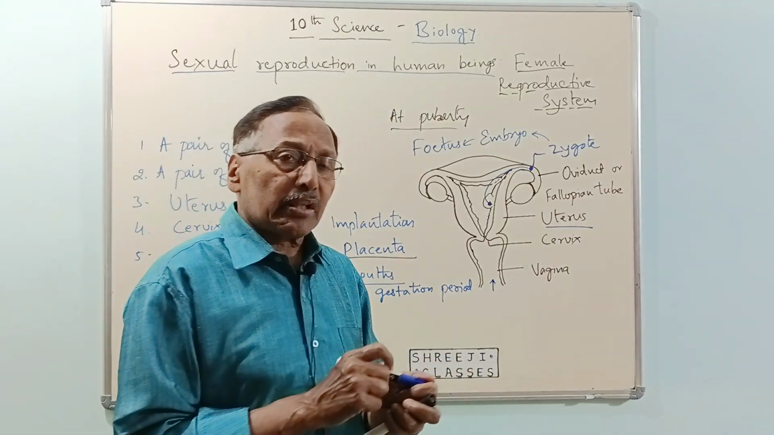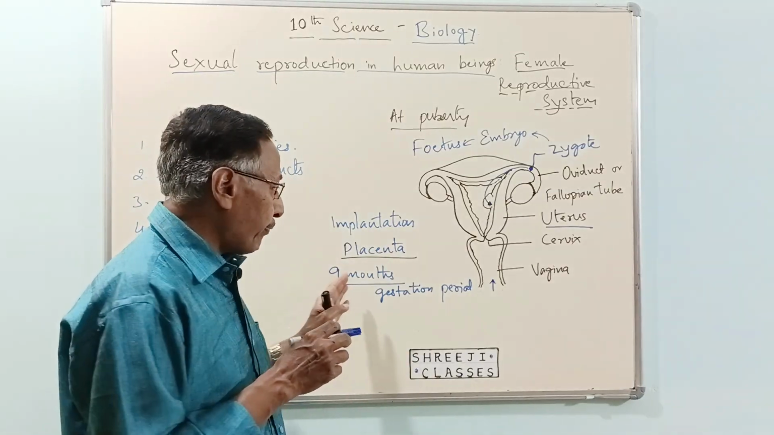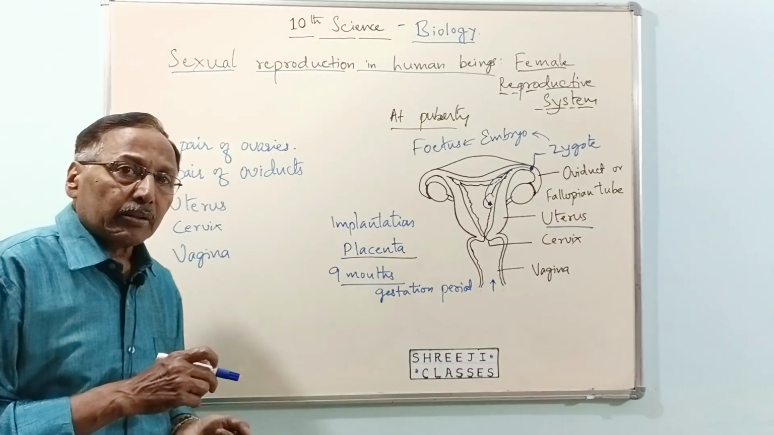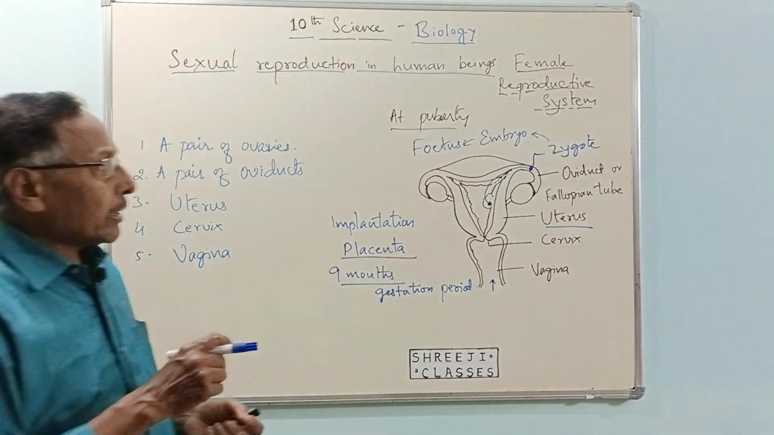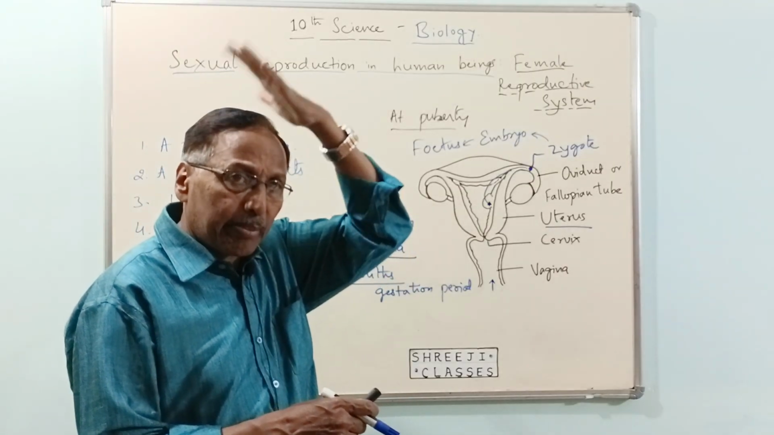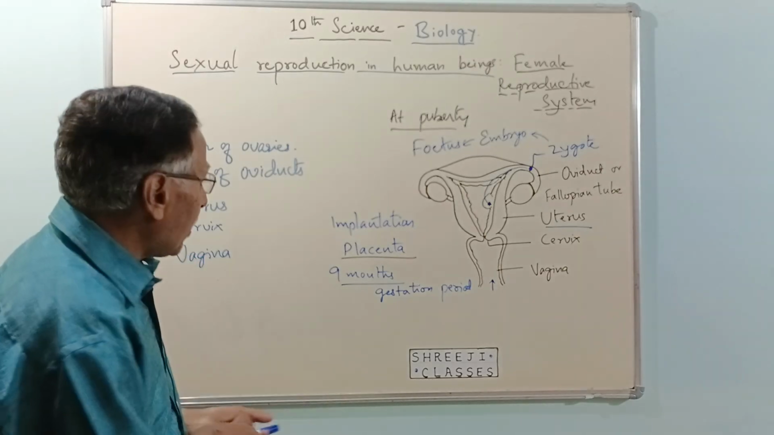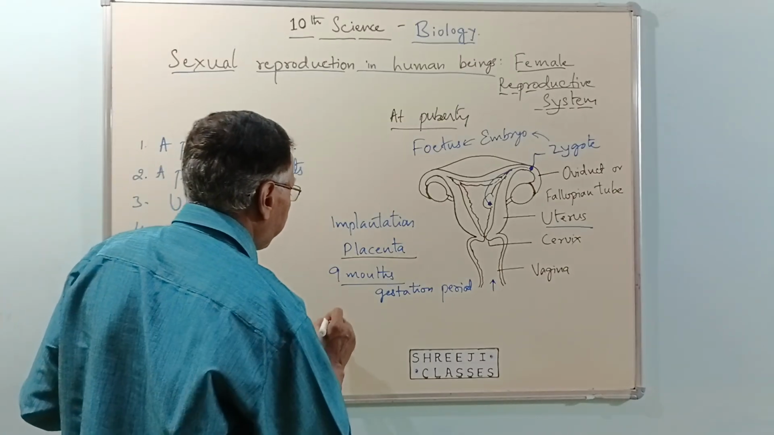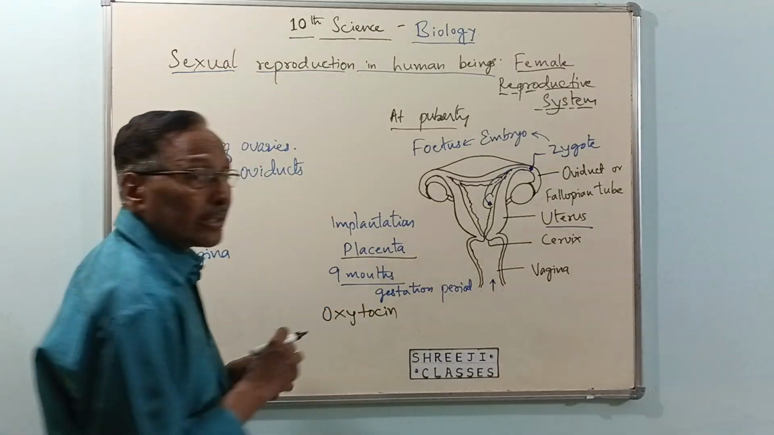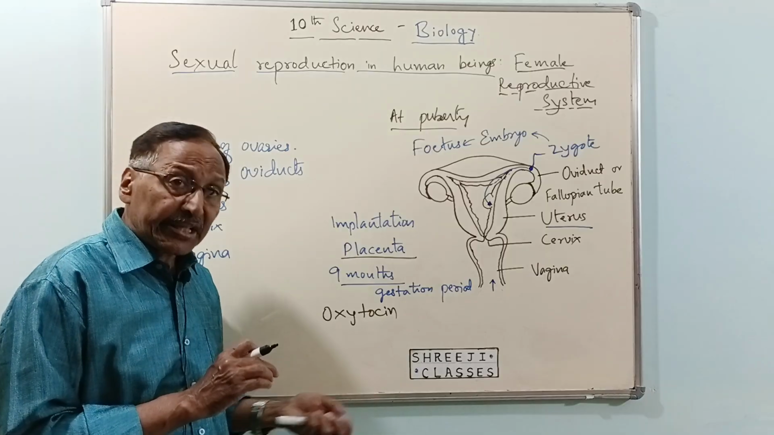When the child is fully grown during the late pregnancy, that is at the end of 9 months, the pituitary gland, you know what is the pituitary gland? It is an endocrine gland which is present in the cerebral area, in the brain. This pituitary gland produces a hormone called oxytocin.